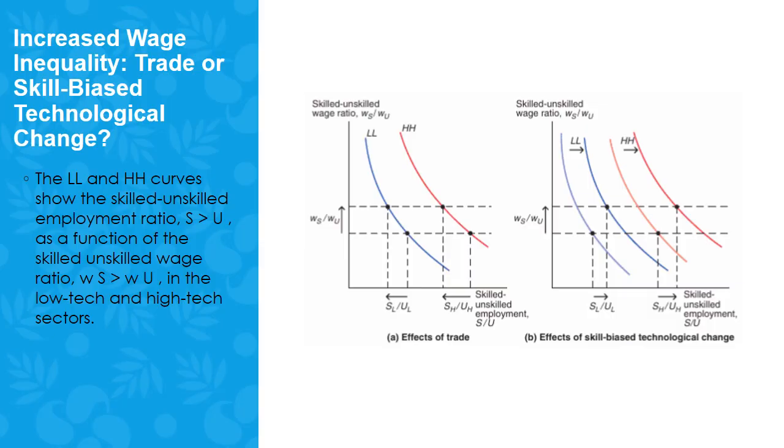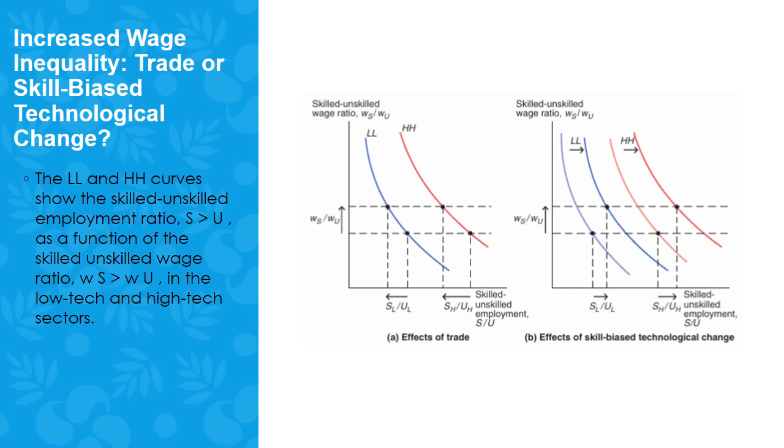Firstly, the high-tech sector is more skill-intensive than the low-tech sector, and so the HH curve is shifted out relative to the LL curve. Panel A shows the case where increased trade with developing countries leads to a higher skilled-unskilled wage ratio. Producers in both sectors respond by decreasing the relative employment of skilled workers. You can see they are both decreased.